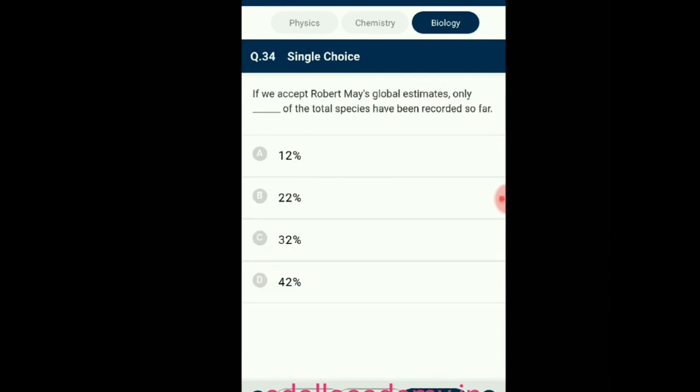Question 34. If we accept estimates, only dash percent of the total species have been recorded so far. Robert May gave a conservative and scientifically correct estimate of global species diversity. According to him, there are about 7 million species, out of which 22% have been recorded so far. So the answer for this question is option B, 22%.